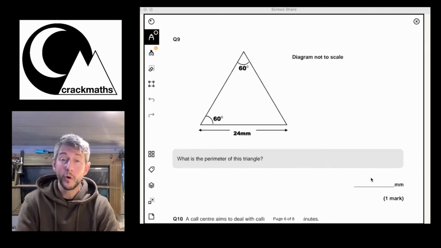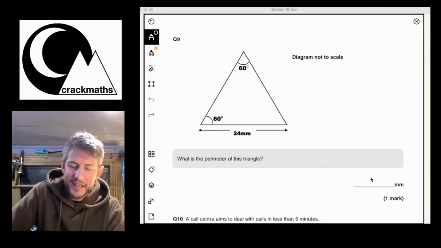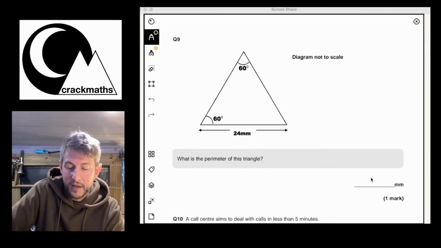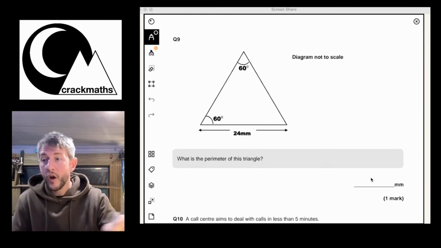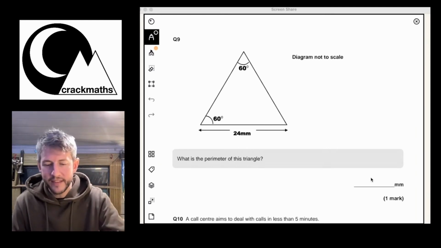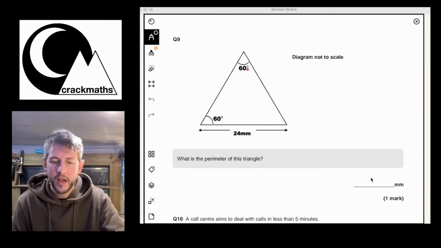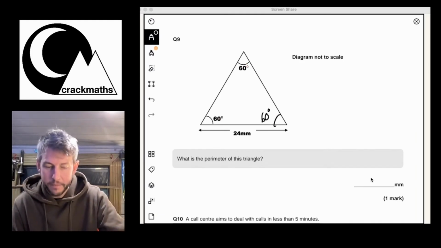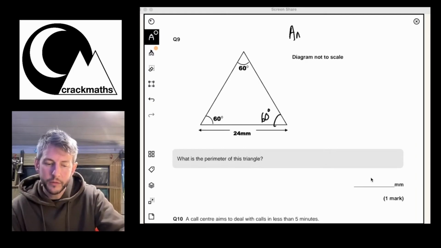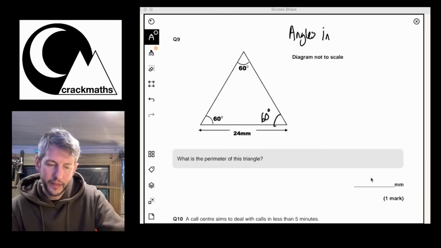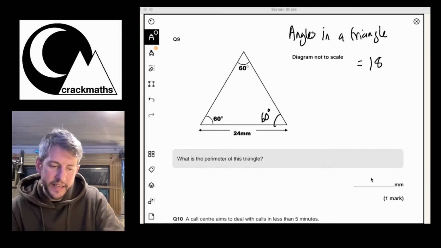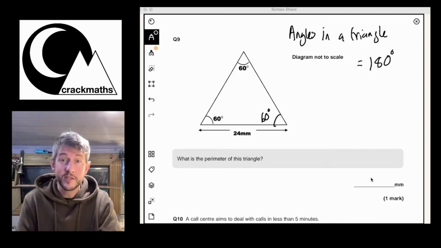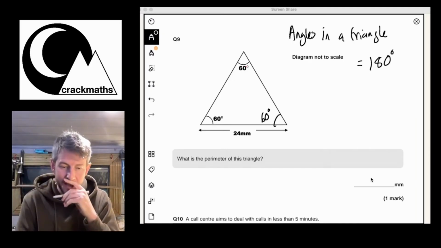Right, here we go. We've got question 9 here, and this says, what is the perimeter of this triangle? Well, the clue to this question is that this is 60 degrees, this is 60 degrees, which means that this is 60 degrees, as all angles in a triangle equal 180. So if this is 60, this is 60, this must be 60.